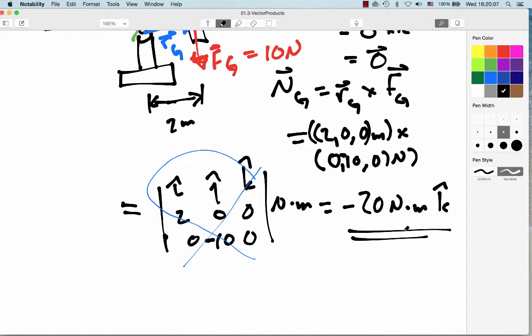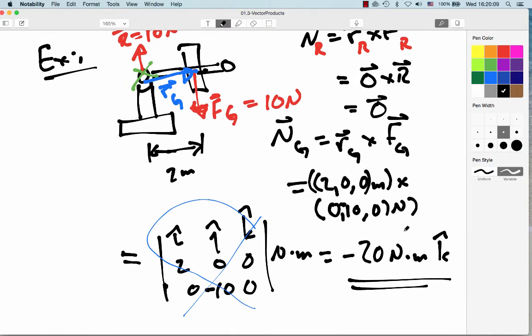So that means that the torque is pointing into the page. And you should convince yourself of that by the right-hand rule. Go ahead, make your hand into that shape. Point the index finger on the position vector. Point your middle finger on the force of gravity. Your thumb should be pointing into the screen when you're looking at this.